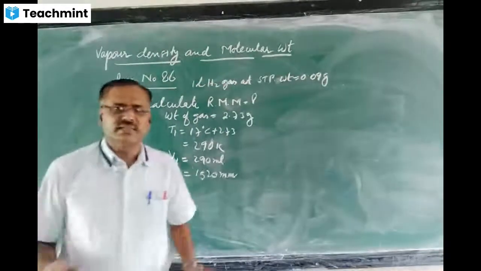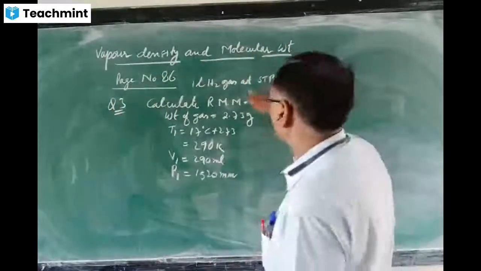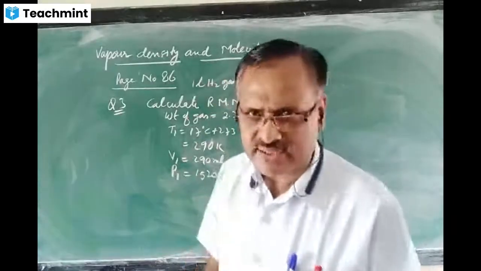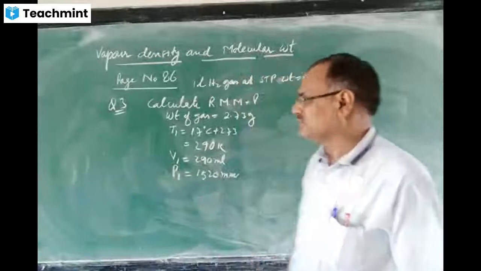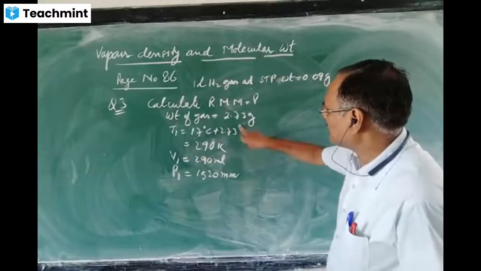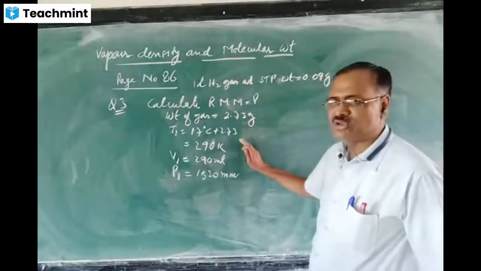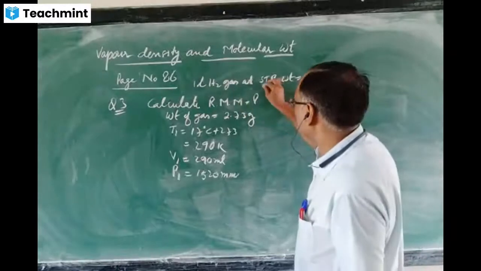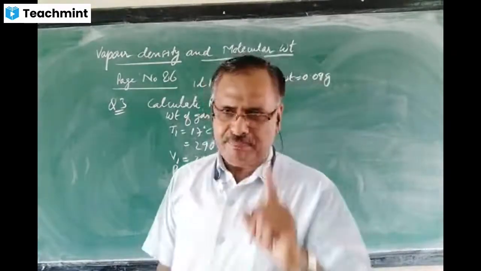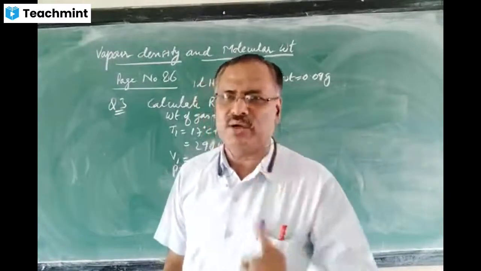So in this problem we can apply the vapor density formula, that vapor density is the ratio of the mass of a certain volume of the gas to the mass of the same volume of hydrogen. Weight is given, volume is given, but the problem is that this is not STP. The conditions given are not at STP, but the hydrogen weight is given at STP.